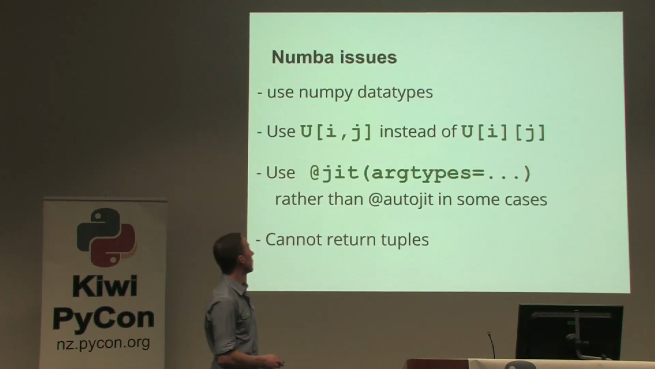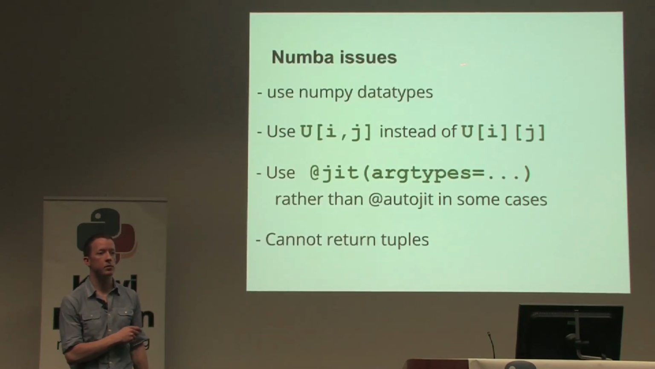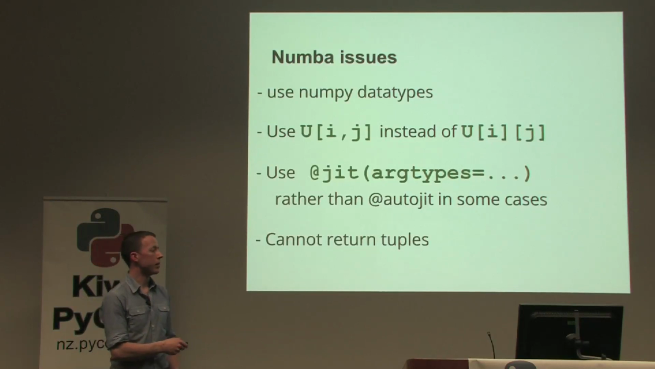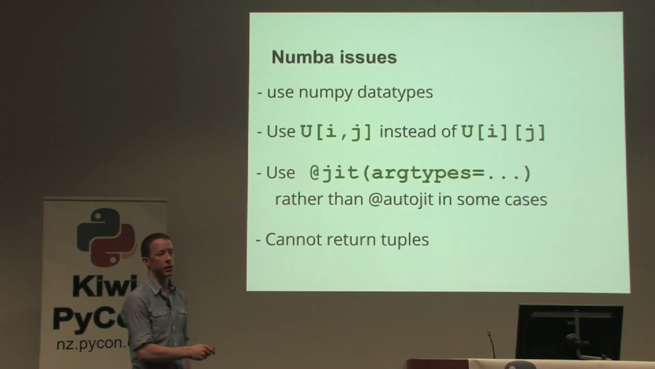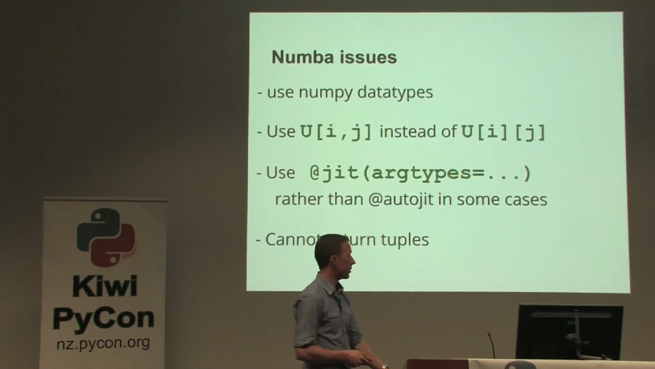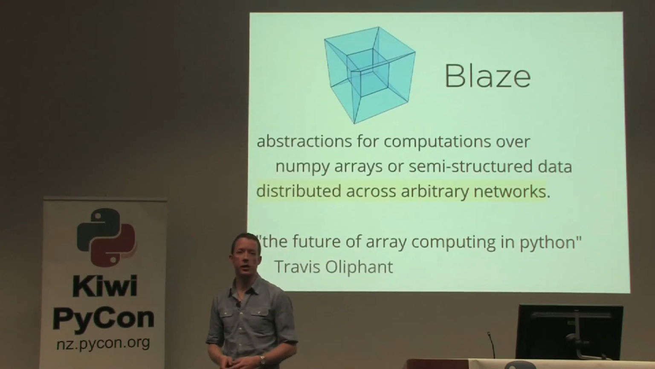The only issues you have to be aware of with doing that are that you should use NumPy data types where possible. Don't use a list, use a NumPy ND array. Use this type of indexing rather than this type of indexing. And you can specify the argument types directly yourself if you want to. And in some cases, you need to do that rather than letting it infer them automatically. And the really annoying thing is that you can't return tuples from a function. That breaks the compiler.